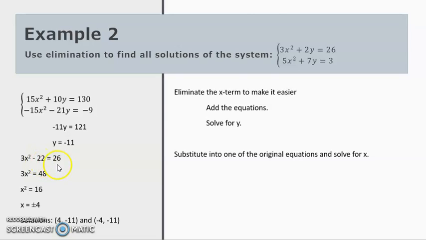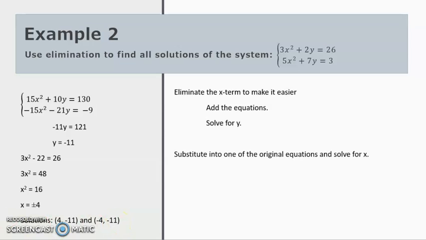Now to solve, I'll just add 22 to this side. I divided by 3 and took the square root. Anytime you take the square root, you need the positive or negative sign there, unless it's an application question where it doesn't make sense to have a negative value. So my x's are +4 and -4. So I have +4 and -11 for one solution, and -4, -11 for the other solution.